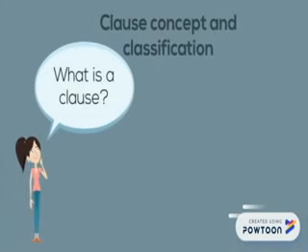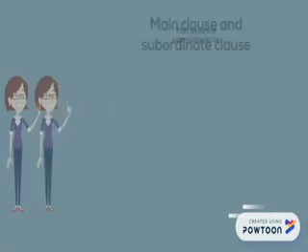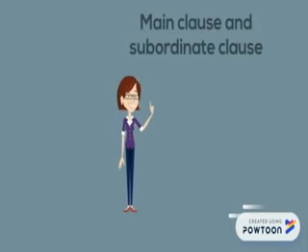Clause concept and classification. What is a clause? A clause is a group of words containing a subject and predicate functioning as a member of a complex or compound sentence. There are 2 types of clauses. A main clause, which is the one that expresses a complete meaning, and subordinate clause, which is the one that cannot express a complete meaning.